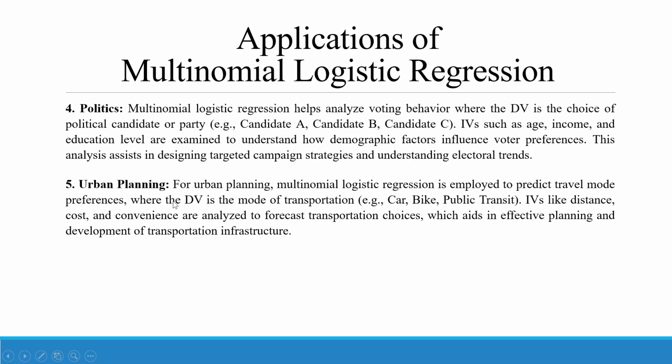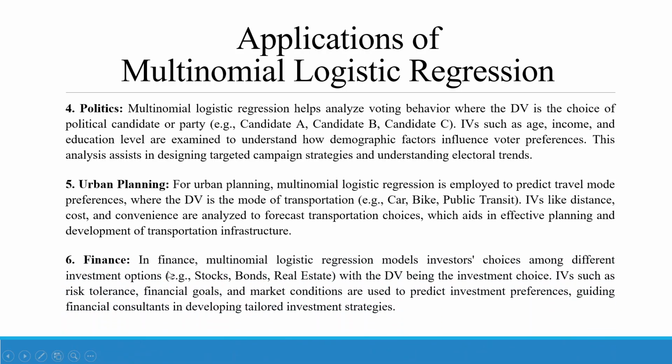Urban planning. For urban planning, multinomial logistic regression is employed to predict travel mode preferences, where the dependent variable is a mode of transportation, such as car, bike, public transit. Independent variables like distance, cost, and convenience are analyzed to forecast transportation choices, which aids in effective planning and development of transportation infrastructure.